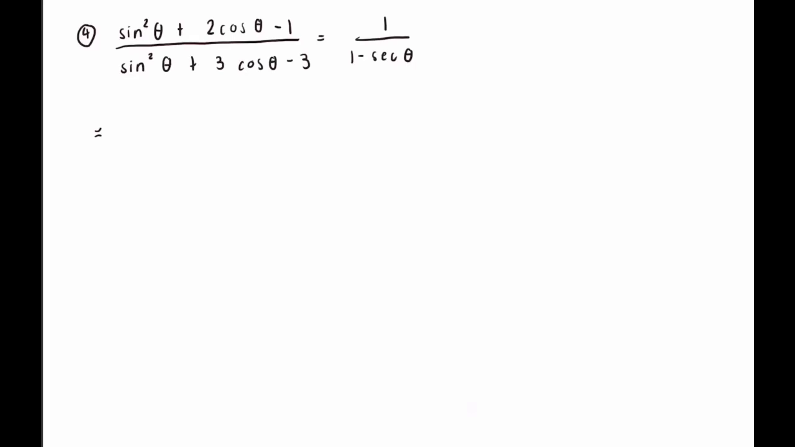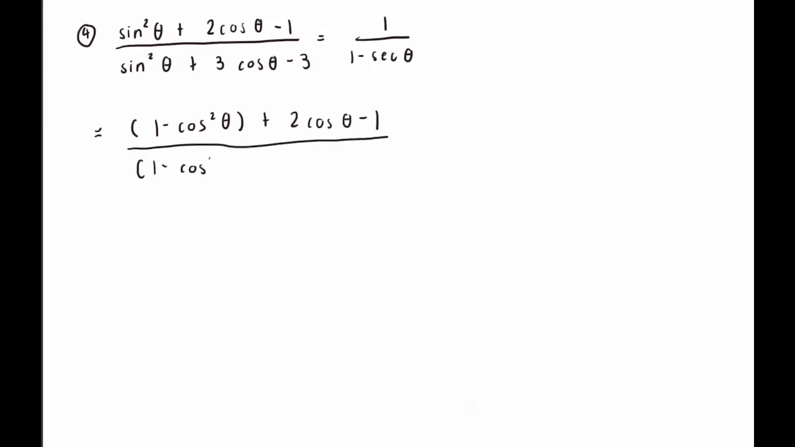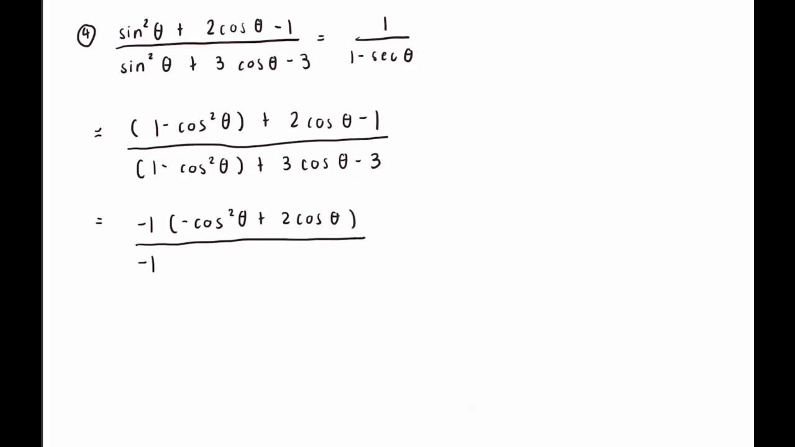First, we need to convert the sine squared theta to 1 minus cosine squared theta, so we will have 1 minus cosine squared theta plus 2 cosine theta minus 1 over 1 minus cosine squared theta plus 3 cosine theta minus 3. After that, we will combine the constants, so 1 plus negative 1 is equal to 0 and 1 plus negative 3 is equal to negative 2. So now we have negative cosine squared theta plus 2 cosine theta over negative cosine squared theta plus 3 cosine theta minus 2.